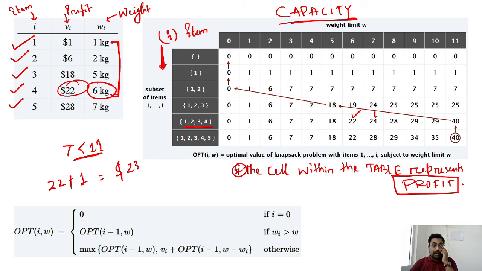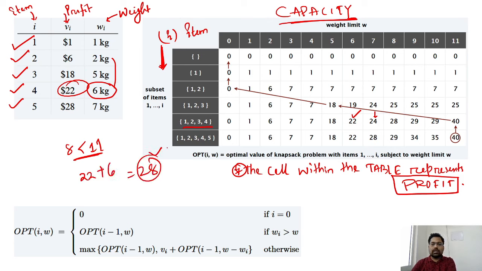Okay. Next is, you check 6 with 2 is 8. 8 is less than 11. Now the profit you add, 22 plus 6 is 28. So $28. Previously it was 25. Now you update that as 28. Clear?